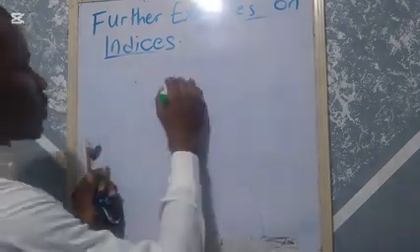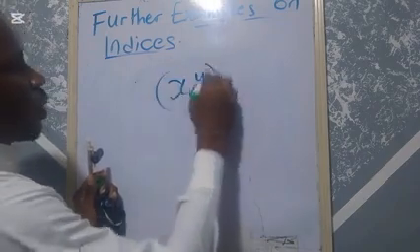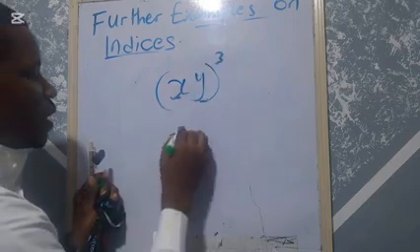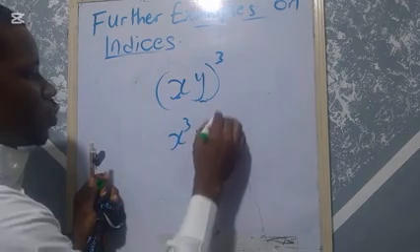I also told you if you have something like xy raised to the power of 3, it is the same as sharing this power among these bases. So this will now be x raised to power 3 times y raised to power 3.